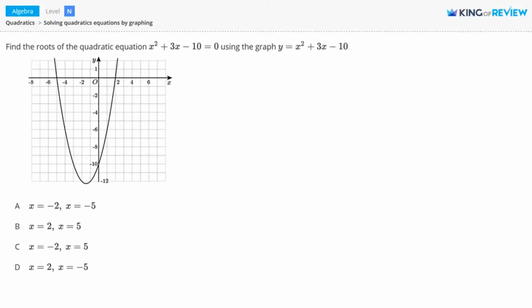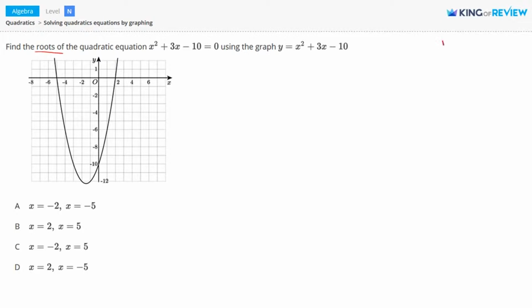Find the roots of the quadratic equation x squared plus 3x minus 10 equals 0 using the graph y equals x squared plus 3x minus 10. So in this question, we're asked for the roots of our quadratic equation.